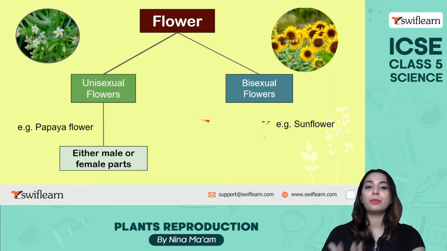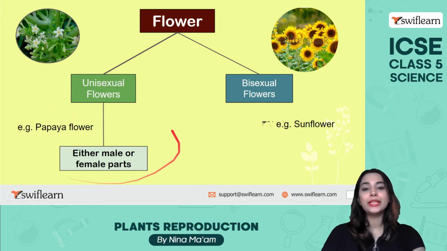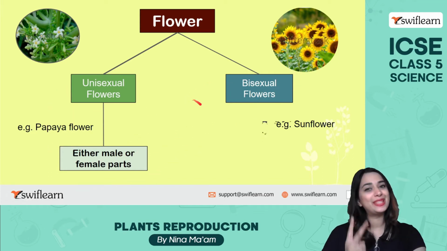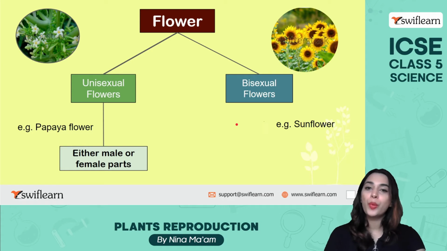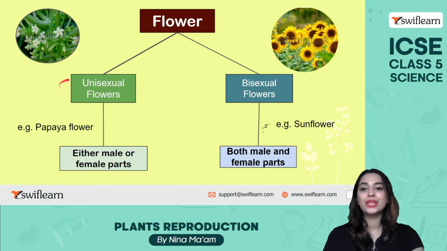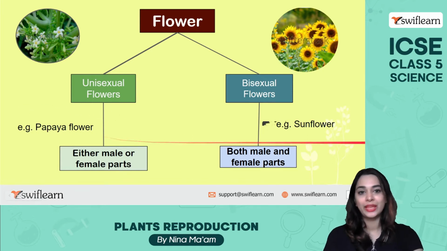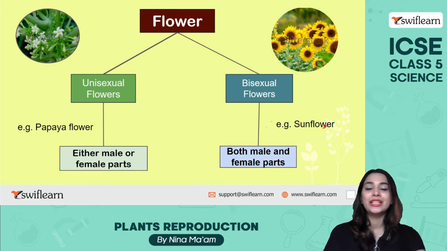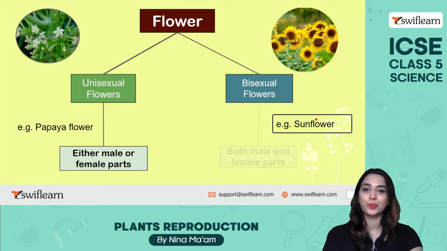So what is meant by a bisexual flower? If uni is one, then bi means two. That means both female and male parts are present. For the unisexual flowers, I can give you an example, that is a papaya flower. And for the bisexual flower, the example is a sunflower.